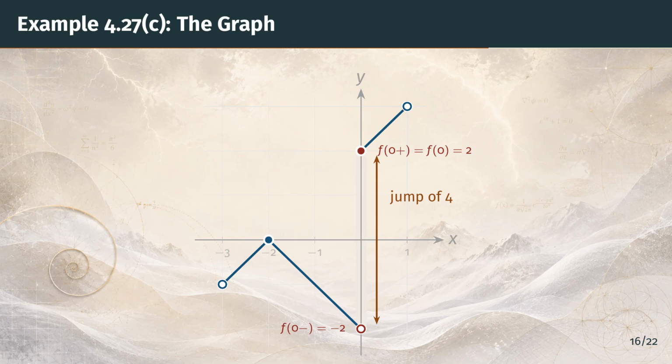The burnt orange double arrow marks the size of the jump, a gap of 4 units. Both one-sided limits exist, they just refuse to meet. This is the cleanest possible example of a simple jump discontinuity.